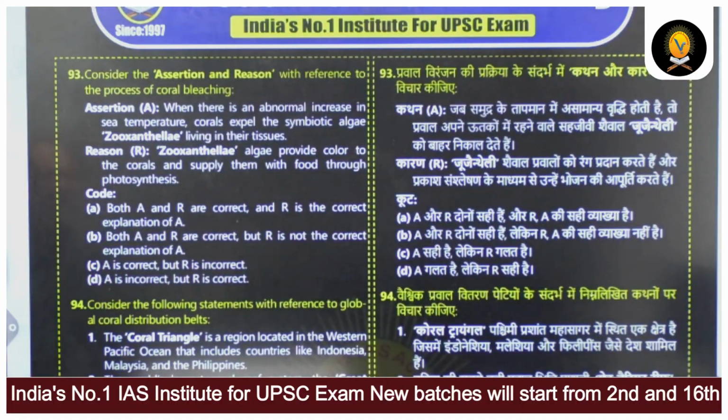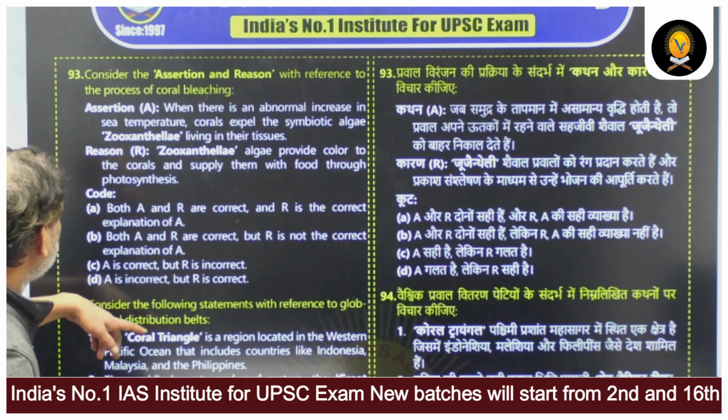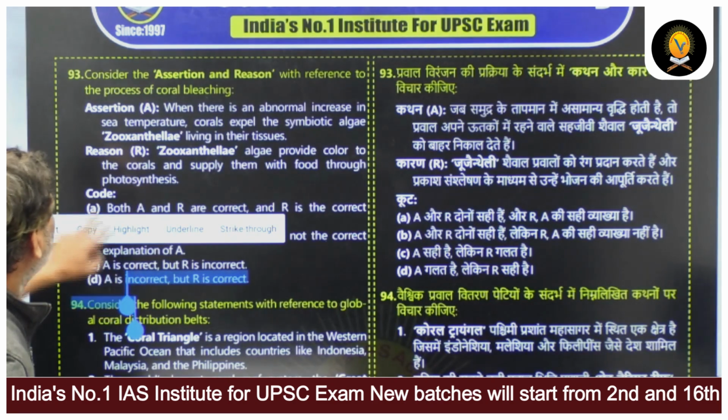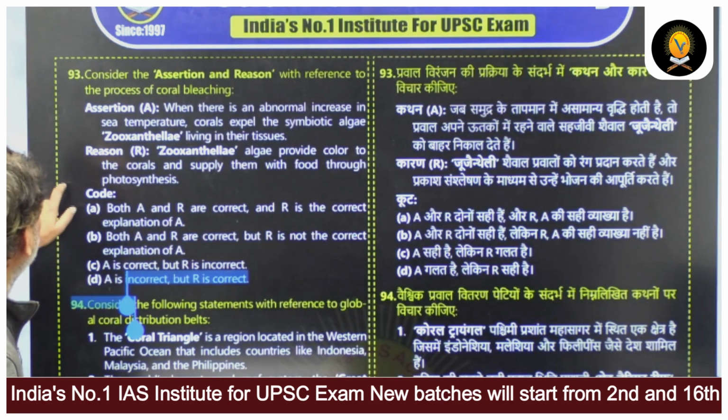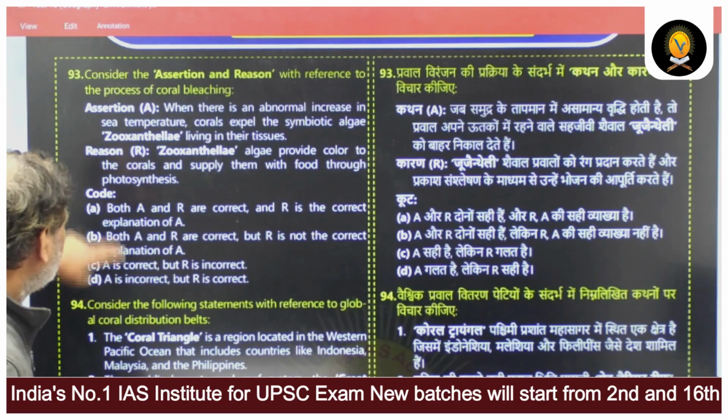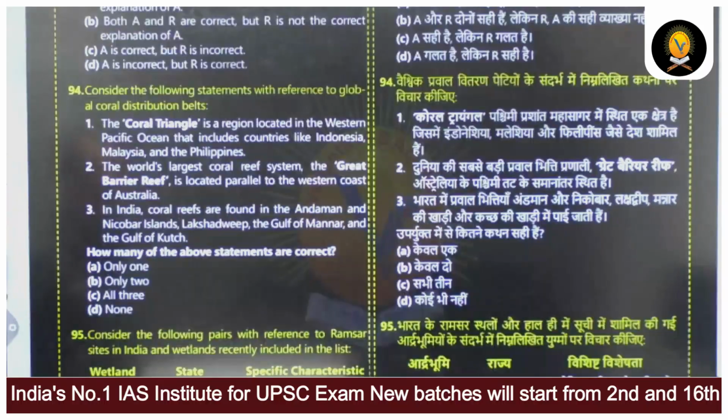Assertion and reasoning: when there is an abnormal increase in sea temperature, corals expel the symbiotic algae zooxanthellae living in their tissues, correct. Zooxanthellae algae provide color to corals and supply them with food, correct. So both are correct and R explains A. So, 93, A is correct.